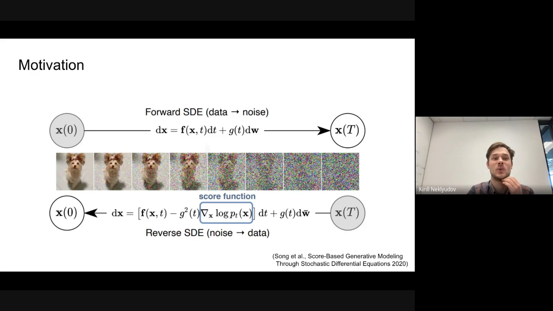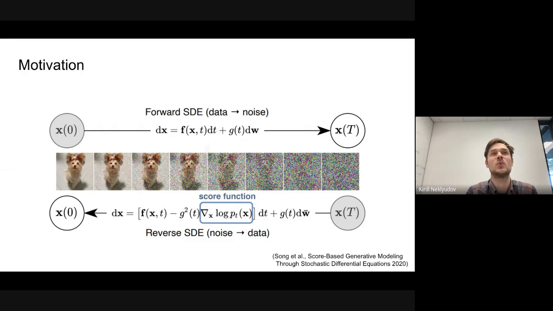We are given data and we corrupt it with some forward SDE that moves our distribution of pictures to normal noise. Then we reverse this process with the reverse SDE. That's why we learn the score function. We plug it into the reverse SDE, knowing the drift and the diffusion term, and we are able to generate images this way, starting from normal noise.